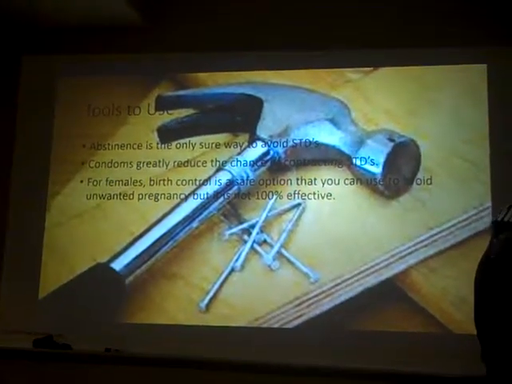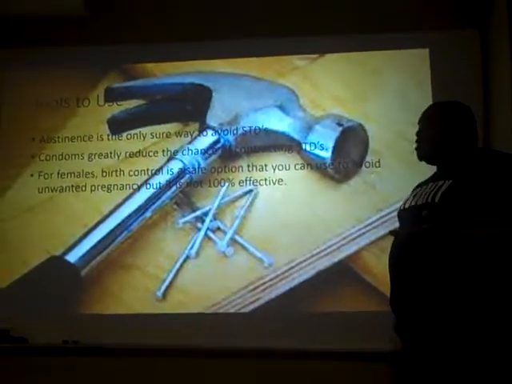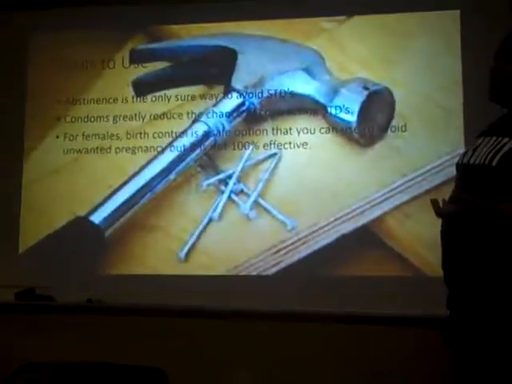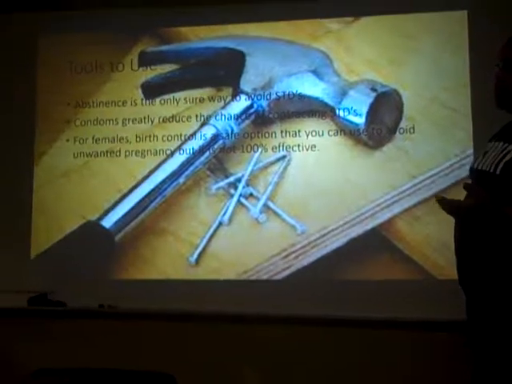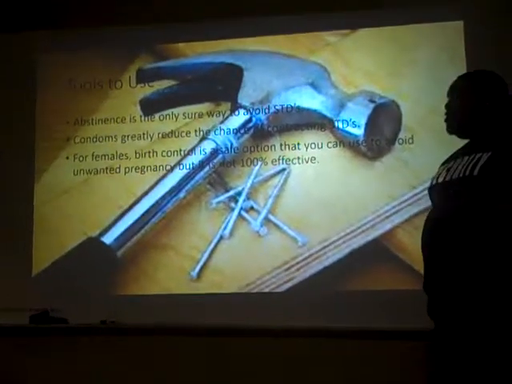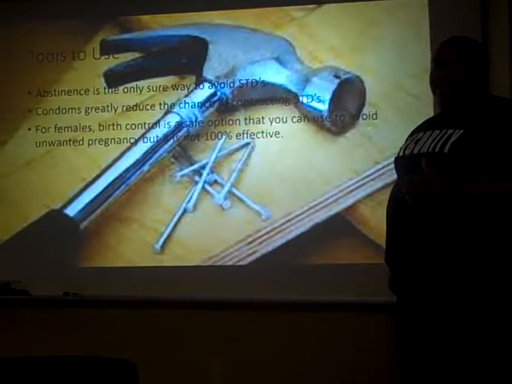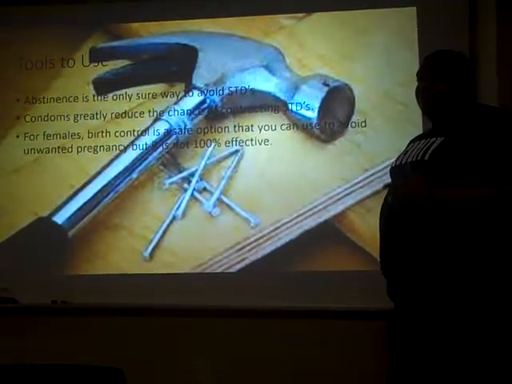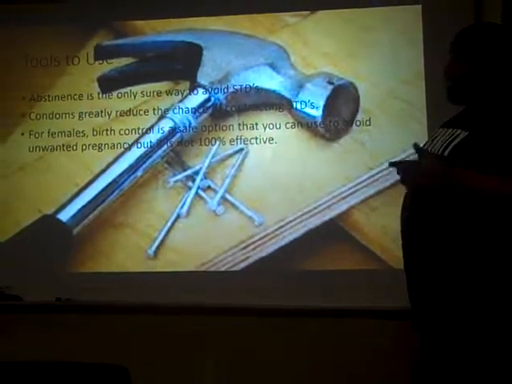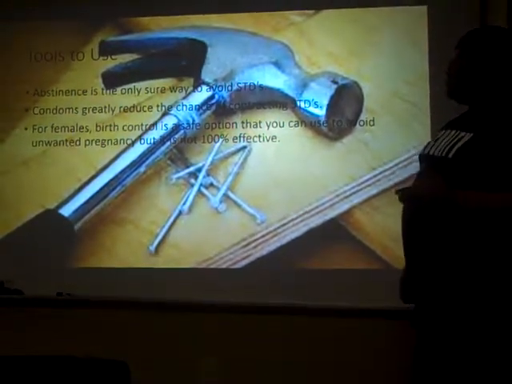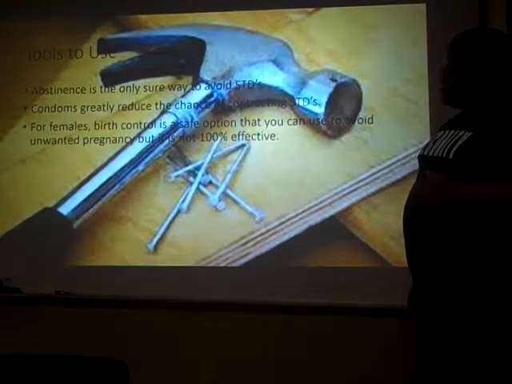Tools to use. These are a few common tools that I say will pretty much ensure that you will avoid coming down with a sexually transmitted disease. First, the most foolproof and surest way to ensure that you do not come down with a sexually transmitted disease is abstinence. Abstinence is the only sure way to avoid STDs.